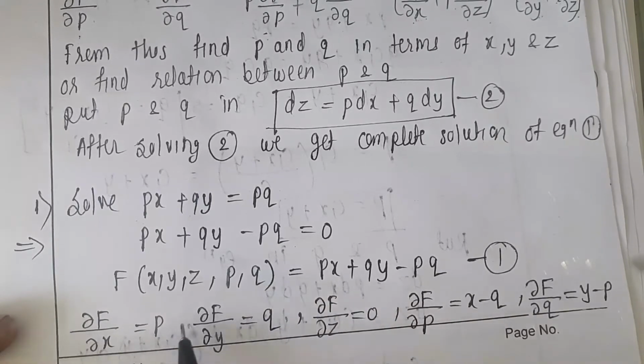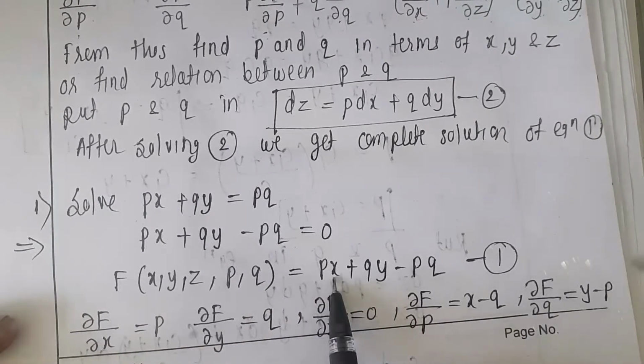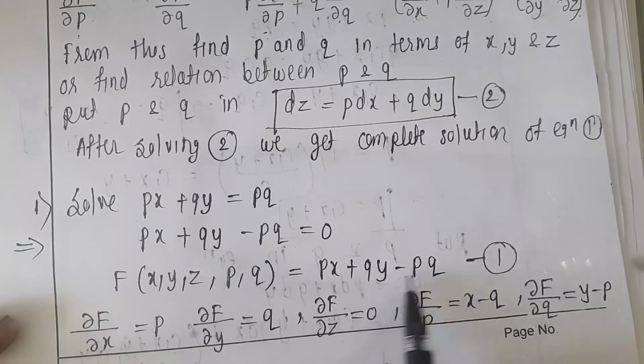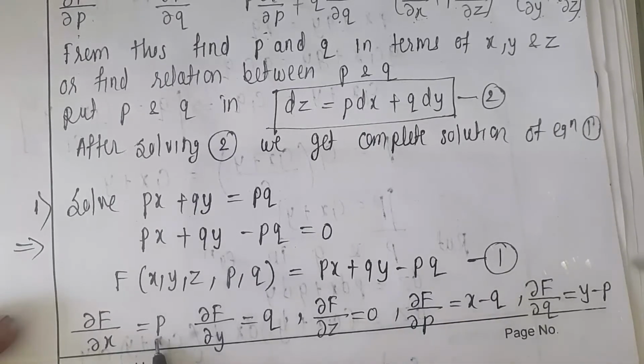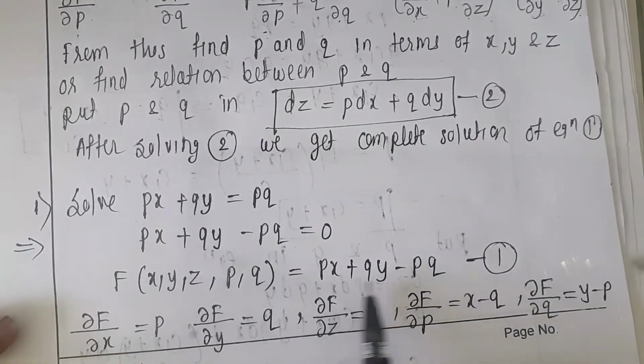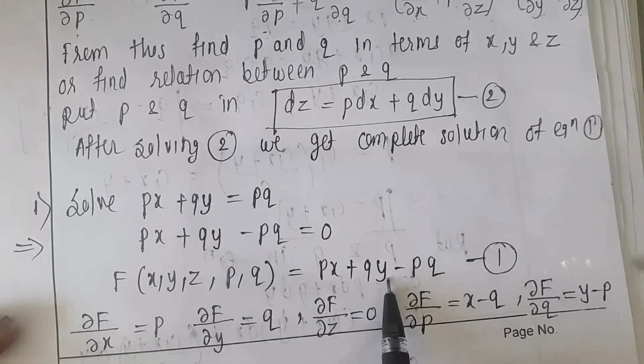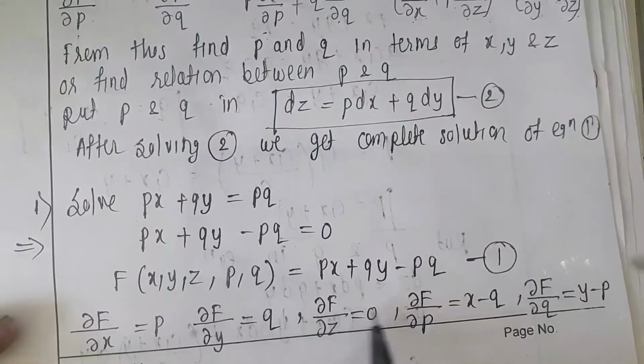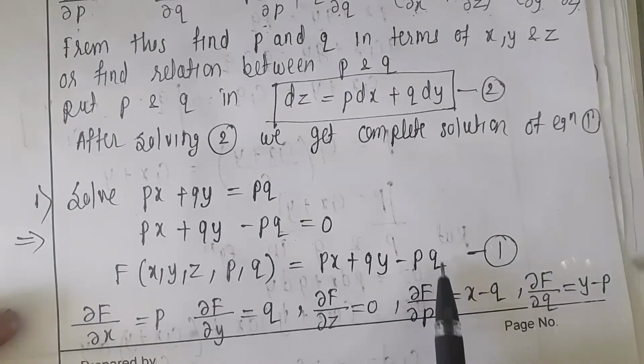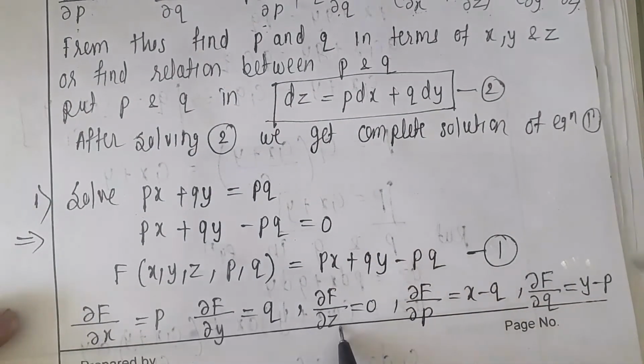So ∂f/∂x is equal to the derivative of Px, which is P; the derivative of Qy is 0, and pq is 0. So it is P. ∂f/∂y: this is q as it is, and the y derivative becomes 1. Then ∂f/∂z: no term is there, so it is 0.